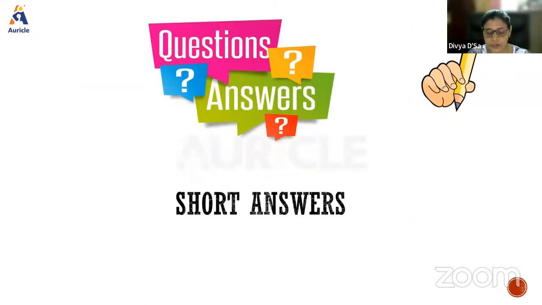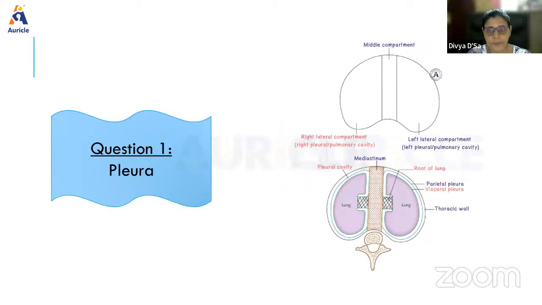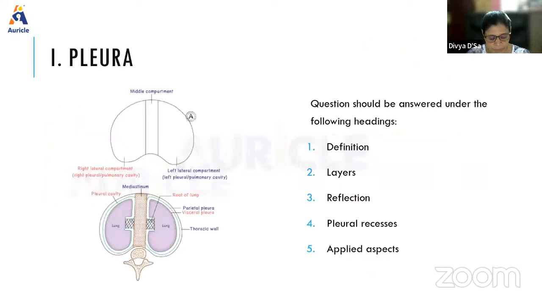First we'll begin with short answers. First thing is the pleura. Here we ask basically the layers of the pleura, as well as the reflection of the pleura as a 3-mark question. Pleural recesses are asked. So we'll go one by one. What do we mean by pleura? Pleura is a serous membrane. We have to answer the question as follows: the definition, the layers, the reflection, pleural recesses. This in more detail I will say later. Then applied aspects of it.